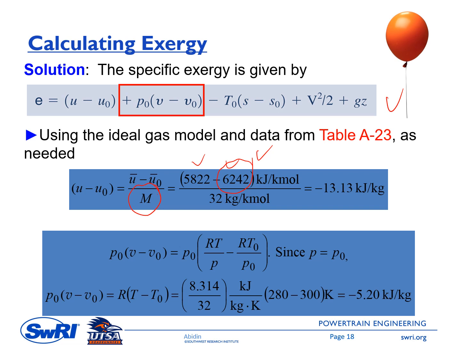we calculate P0 times delta V here, and then it is ideal gas. So we can replace V, specific volume, with R times T divided by P. Okay, so this is the ideal gas formula. So v equal to RT over P, and then v0 equal to RT0 over P0. Okay, and then since P equal to P0, you can simplify the correlation to be this one.